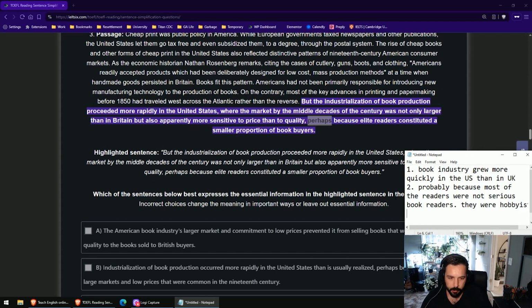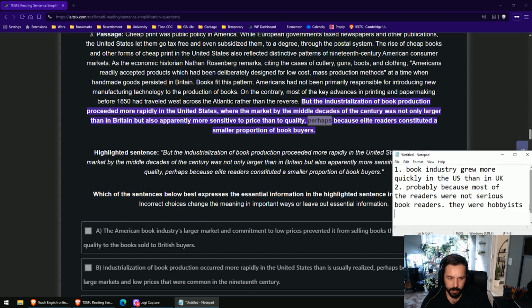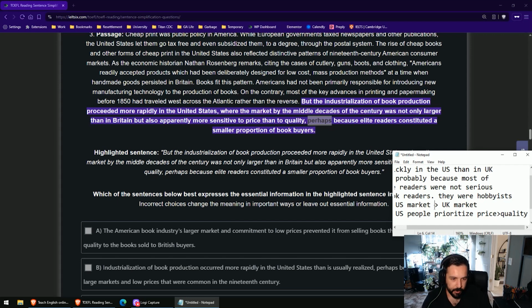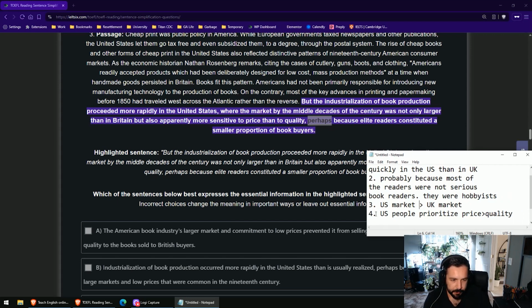Okay, now what else? And three. Now let's see what we have inside the two commas here. Where the market by the middle decades of the century was not only larger than the UK, but also more sensitive to price. So, the US market is bigger than the UK market. And four, US people prioritize price over quality. Okay, now we have what we need. Let me make this bigger.